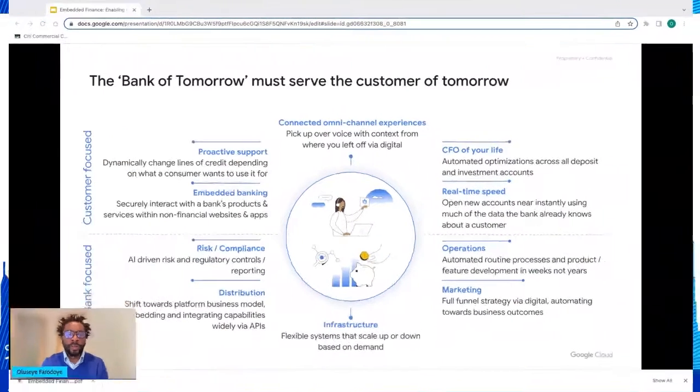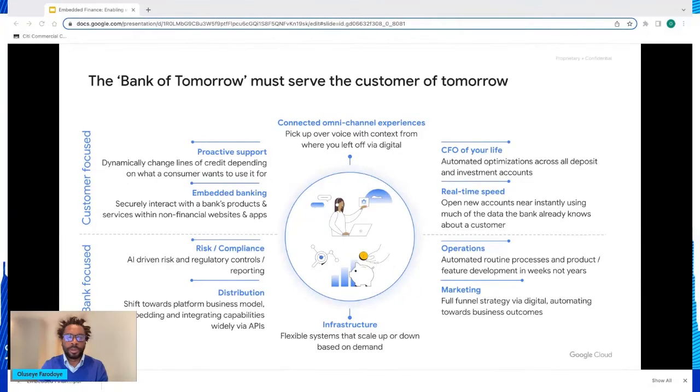So in a nutshell, the bank of tomorrow must serve the customer of tomorrow. You must provide omni-channel experiences, proactive support, and real-time, embedded banking, both for your backend and your front-end systems. Ensure that your digital backend systems are resilient and available to support the high impact, high throughput transactions of trying to deliver your services and provide them to customers within their entire digital touchpoints.